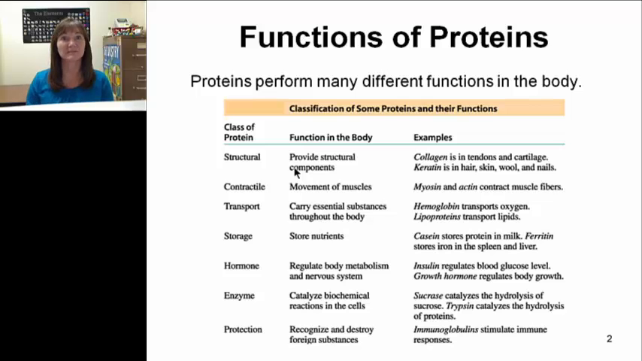So proteins are important in our body. There is nothing on this slide that I'm going to test you on. It has a lot of information, but I do want to spend just a little bit of time on it so you can get a feel for how important proteins are in our body. Proteins, they're structural proteins. For example, keratin, which is in our hair and skin and nails. Contractile proteins, which play a role in muscle movement. Transport proteins, which carry substances throughout our body, storage proteins to store nutrients, hormones, enzymes that catalyze reactions. Proteins also play a role in our immune system.